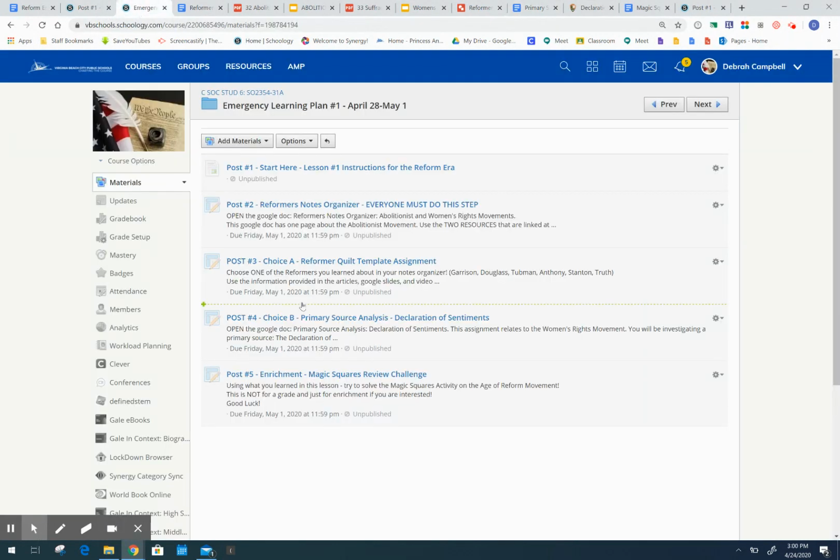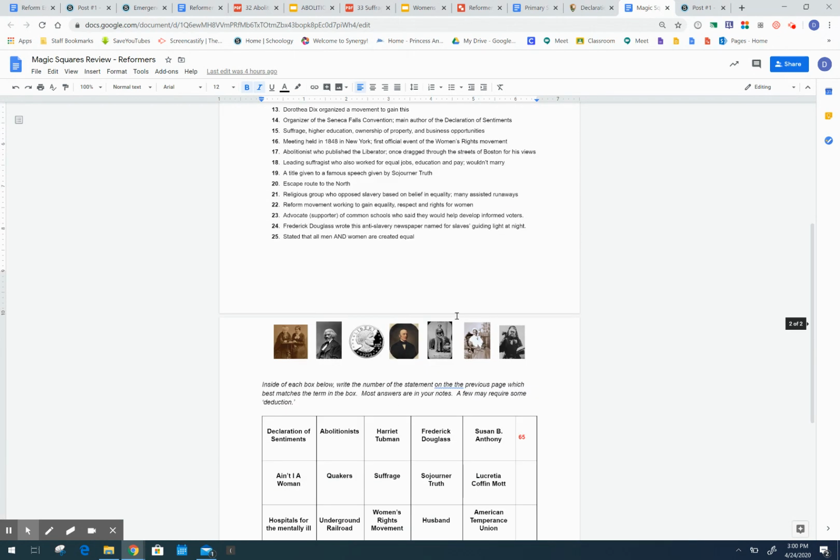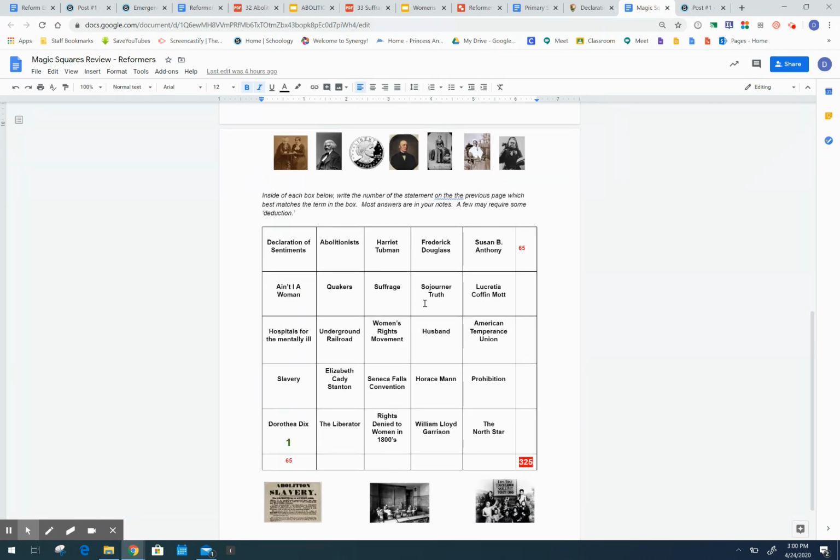Now, the final step that I have on here is the Magic Square review. Again, that is optional. You can do it if you want an extra challenge. It's not something you have to do if you feel like, okay, I've done the notes organizer and I've picked how I'm going to apply my lesson. That's enough, Miss Campbell, and I'm okay with that. But sometimes students like a little bit extra. They like to challenge themselves, and this will certainly do that for you on the reform era.